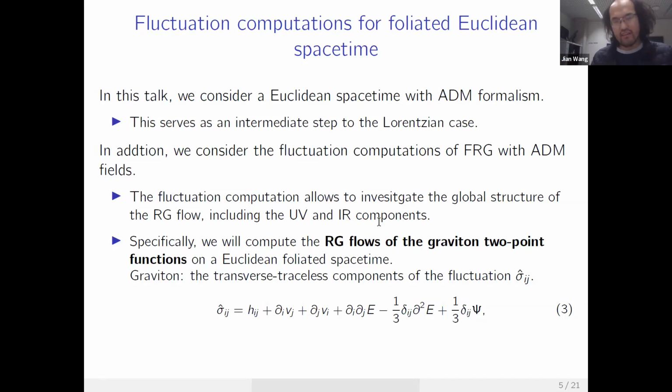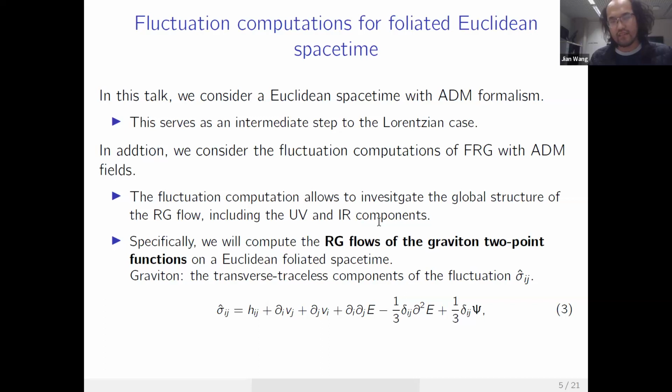But things are different in the fluctuation computation. Since in the fluctuation computation, we can just use a flat background, the trace evaluation can be converted into an integral over momentum. Then we can deal with the UV and the IR components at the same time.